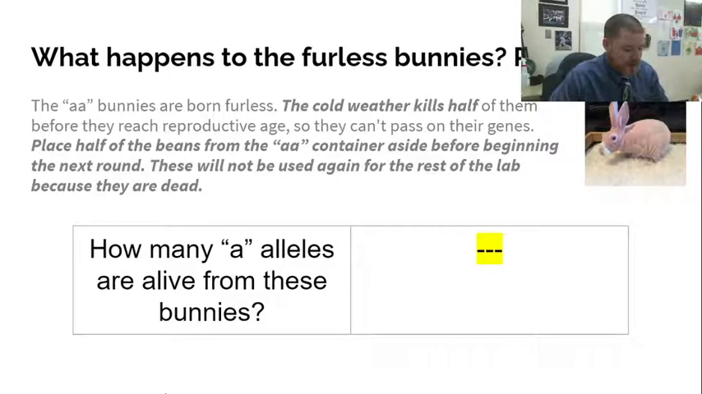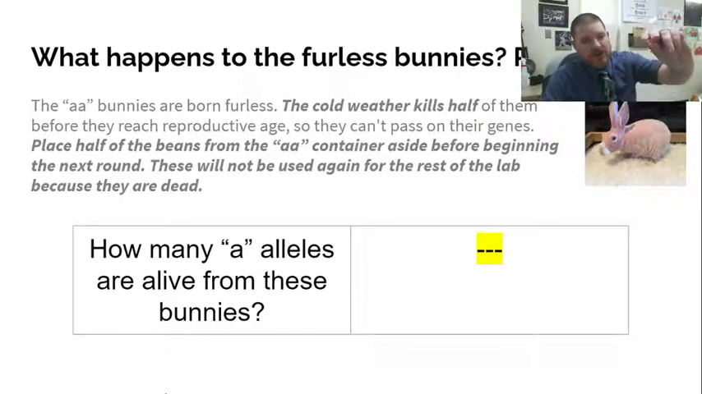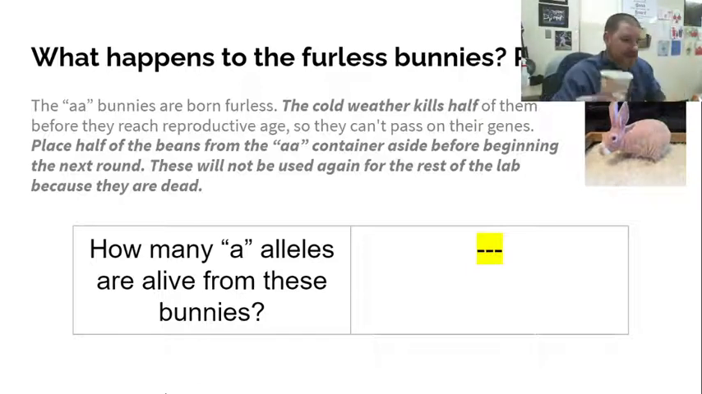We then have to decide on what bunnies live and what bunnies die. The little bunnies are born furless. The cold weather kills half of them before they reproduce. So what you're going to do is take half of your beans that are in this cup and kill them off. For today's activity, you're going to just put them to the side. They do not return back to the population.